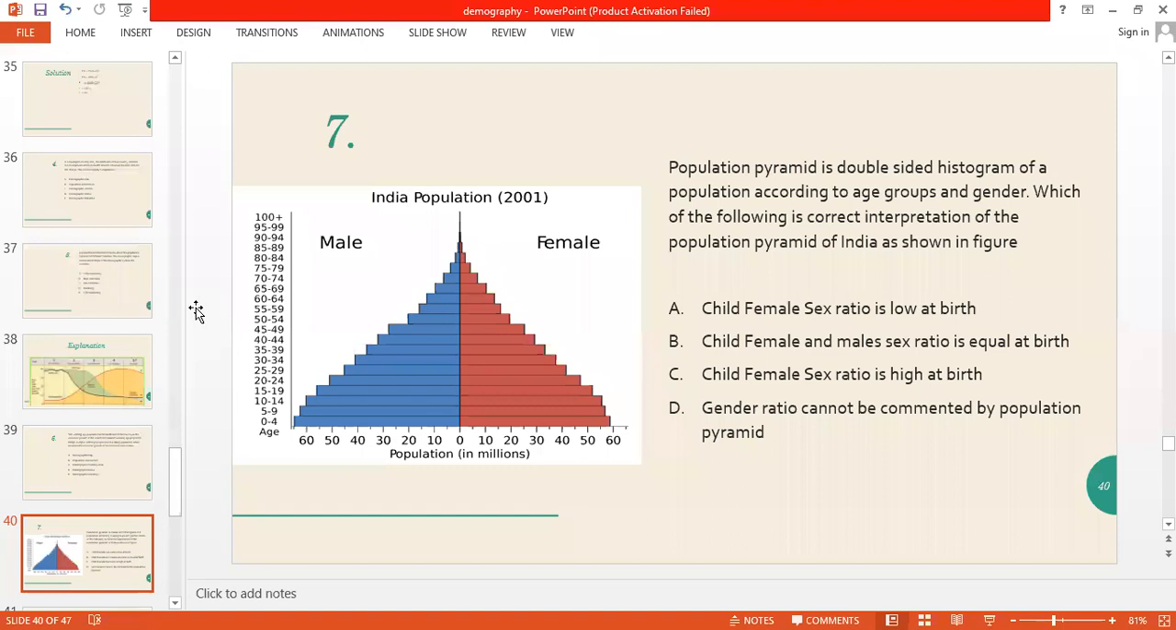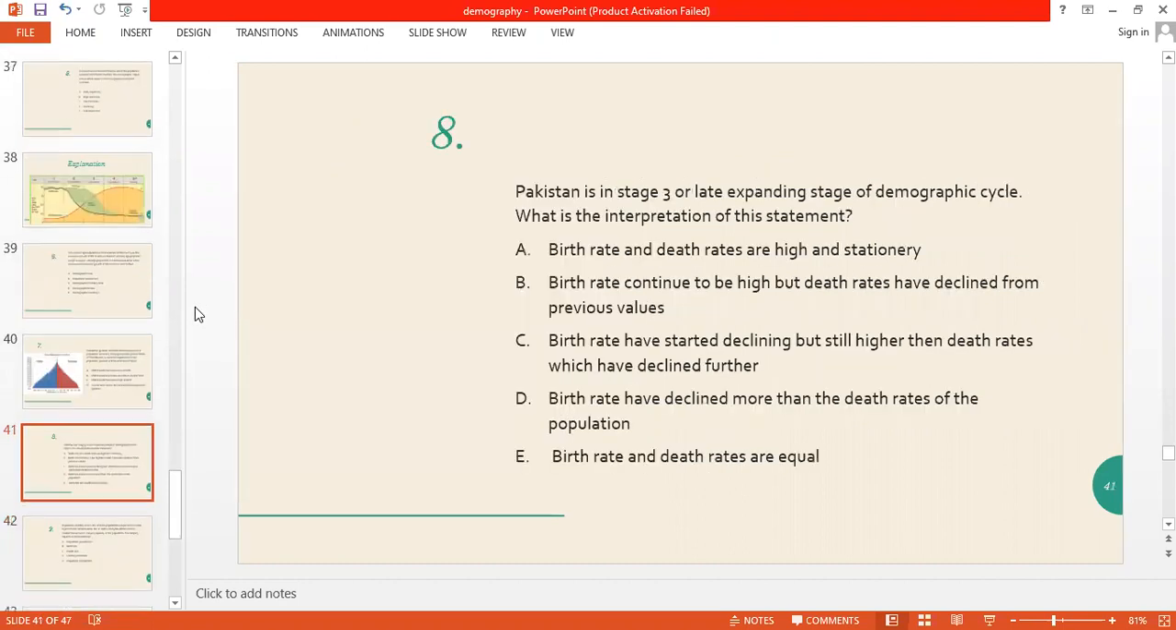Population pyramid is a double-sided histogram of a population according to age group and gender. Which of the following is the correct interpretation of the population of India as shown in the figure? A, child female sex ratio is low at birth. B, child female and male sex ratio is equal at birth. C, child female sex ratio is high at birth. D, gender ratio cannot be commented on by population pyramid. A is the right answer: child female sex ratio is low at birth.